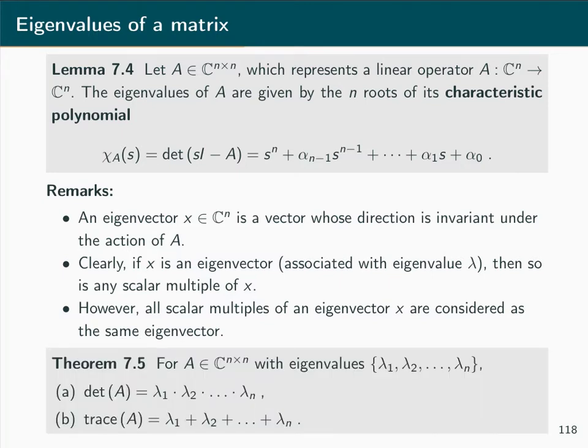Next, we have theorem 7.5, which gives two very important and useful formulas for the eigenvalues of a matrix. If A is an n by n matrix, it has n complex eigenvalues as the roots of the characteristic polynomial by the fundamental theorem of algebra, and these n eigenvalues satisfy: (a) the product of these eigenvalues equals the determinant of A, and (b) the sum of these eigenvalues equals the trace of A.